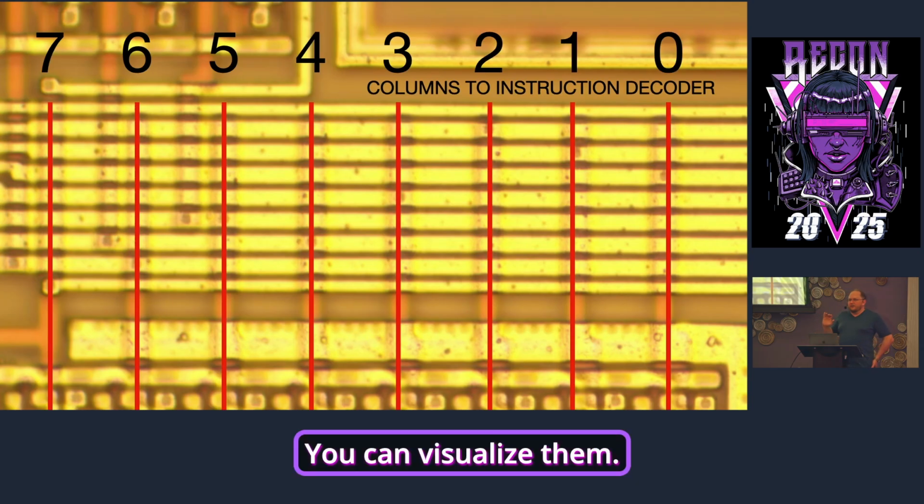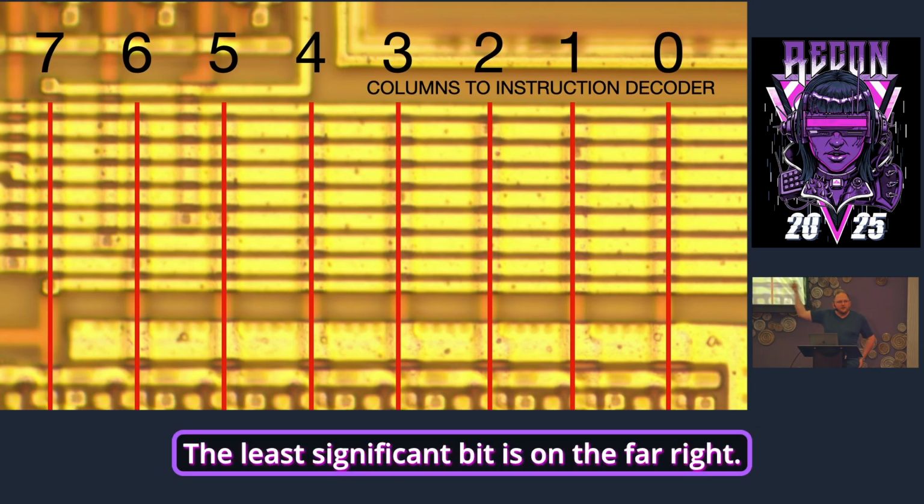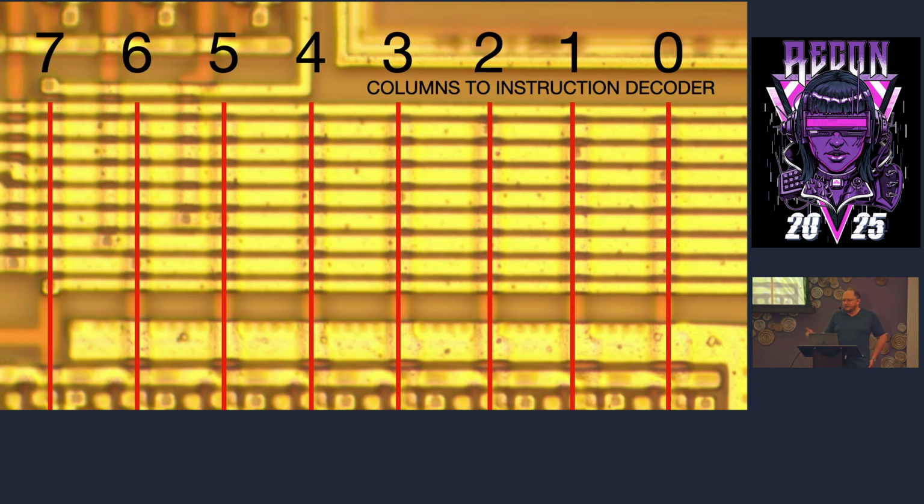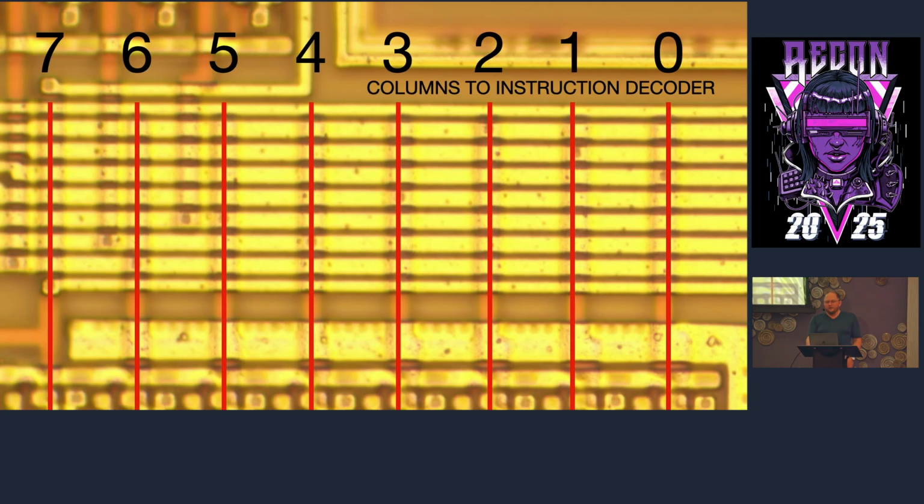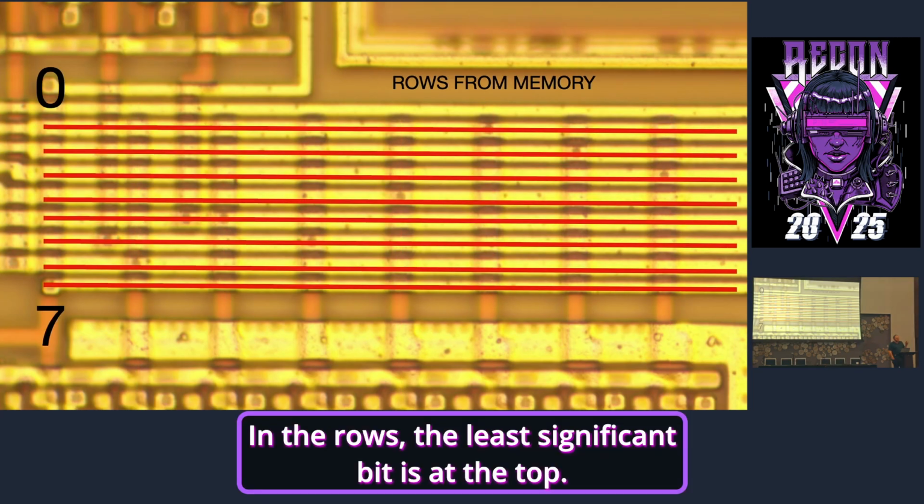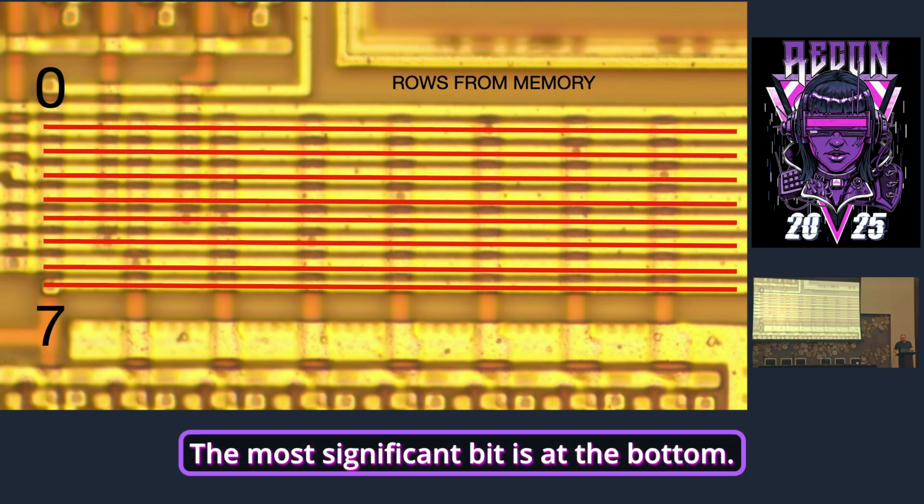You can visualize them. The most significant bit is on the far left. The least significant bit is on the far right. This is an 8-bit chip, so we're doing 8 bits at a time. And these are the columns that go into the instruction decoder. You also have the rows. In the rows, the least significant bit is at the top. The most significant bit is at the bottom.